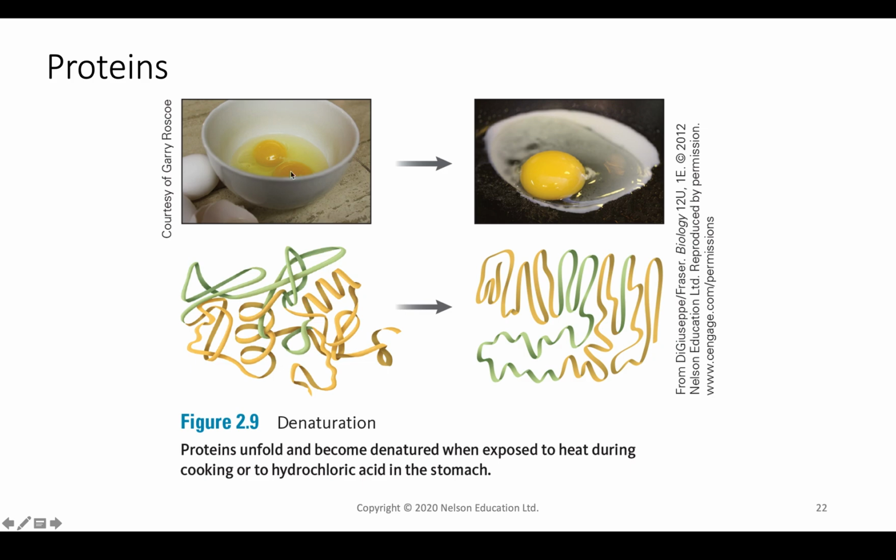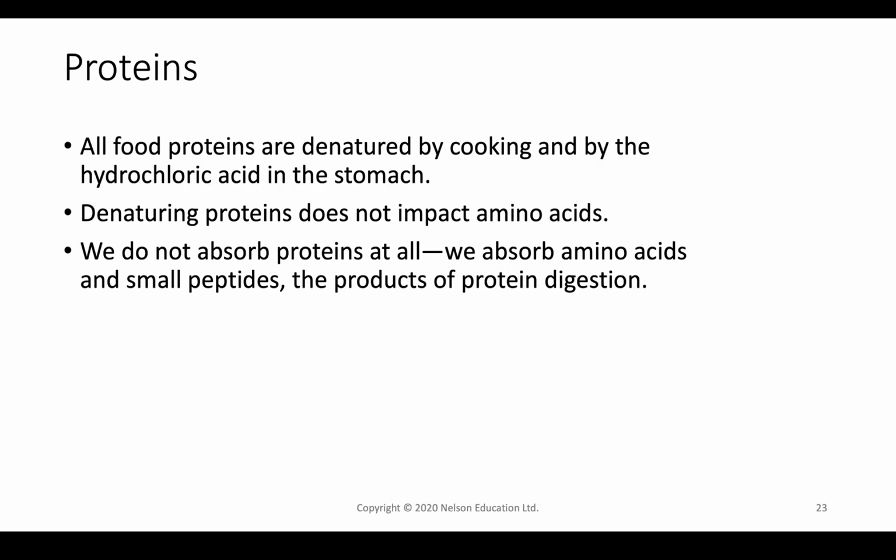So this is a native protein that has not been denatured, and after you heat it up, you can denature it. Proteins can unfold and become denatured when exposed to heat, again, that's during cooking, or also in the hydrochloric acid of the stomach. So the stomach can also serve to unfold or denature these proteins, which is one of the first steps in digestion. Okay, so food proteins are going to be denatured first by cooking and then by the hydrochloric acid in the stomach. But the denaturing is not going to impact the amino acids themselves, right?